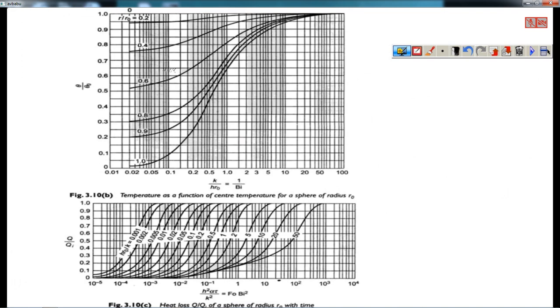Once you know that, you can find the heat loss, Q by Qi, of a sphere of radius r0 with time. So these three charts are essential to carry out the analysis of transient heat conduction in the case of a sphere. This is something I wanted to talk about today.